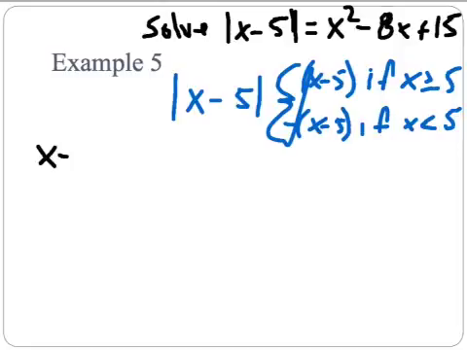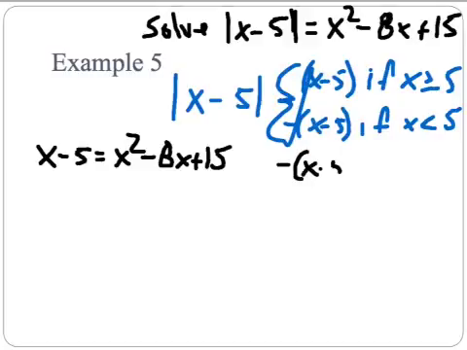So we get positive x minus 5 equals x squared minus 8x plus 15, and we get negative x minus 5 equals x squared minus 8x plus 15. Okay. Alright, so let's go ahead and solve this now.